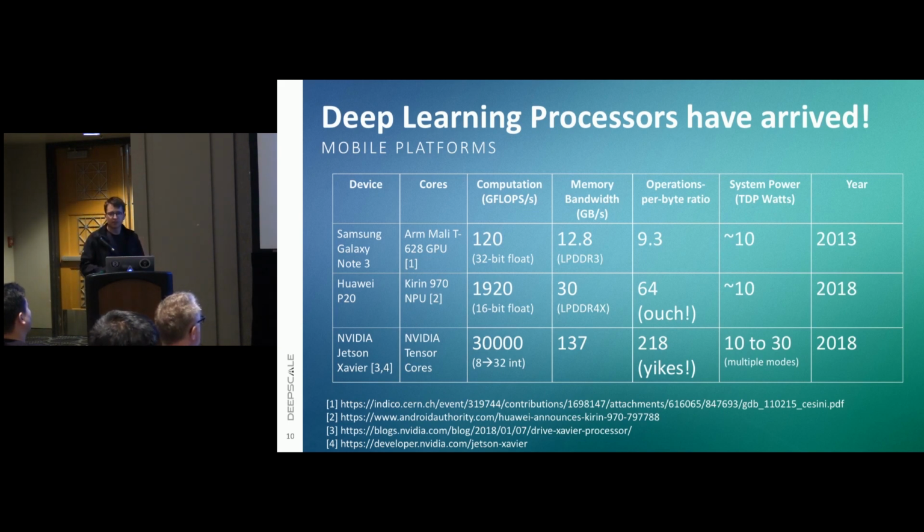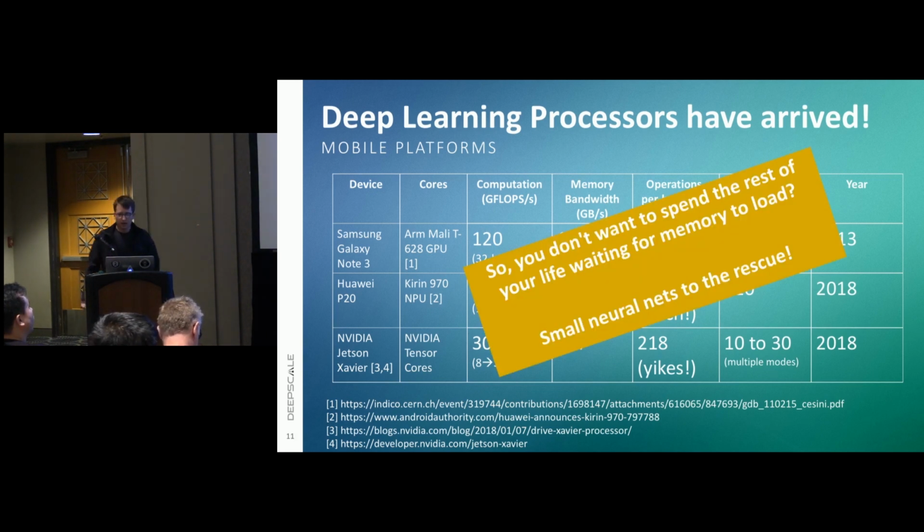And this is the most extreme case I've seen to date of the tensor processing hardware just vastly outstripping what its memory hierarchy can do. So if not obvious, let me make this painfully obvious. If you don't want to spend the rest of your deep learning life waiting for memory to load, we need to bring small neural nets to the rescue.